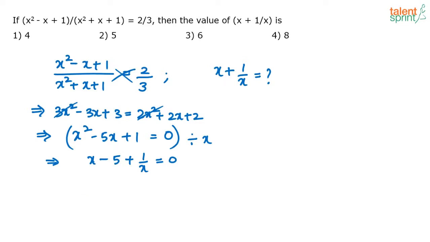x minus 5 plus 1 by x equals 0. So x plus 1 by x will be equal to 5. Option 2, 5 will be the answer. Just cross multiply. Don't try complicated stuff like componendo, dividendo, etc. That will only make your life complex. So x plus 1 by x equals 5.